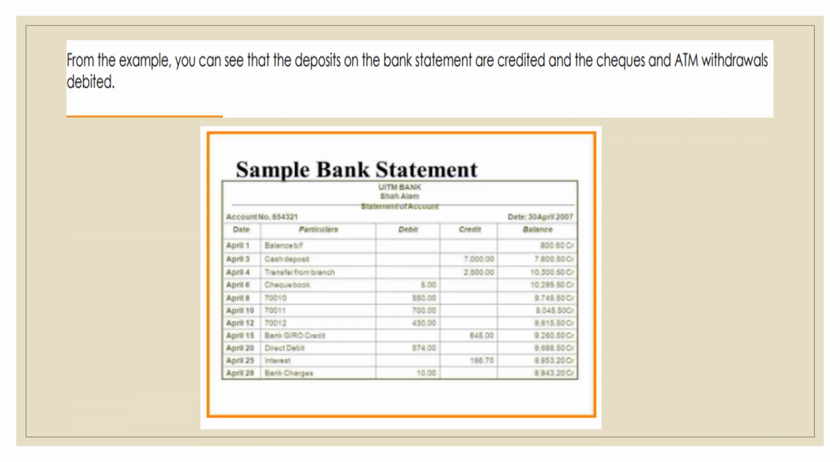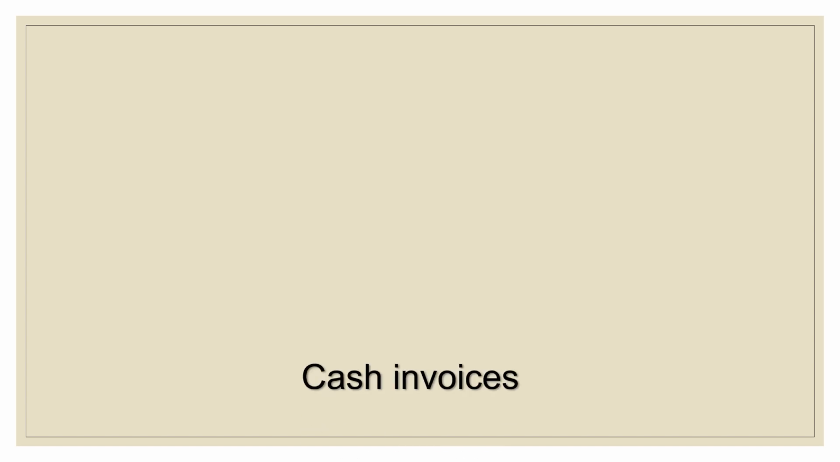So for example, here we have an example of a bank statement. You can see that the deposits on the bank statement are credited. That's the money that the business is putting into their business. And the checks and ATM withdrawals are debited. That's the money that the business is using. So that is money that is leaving their account.